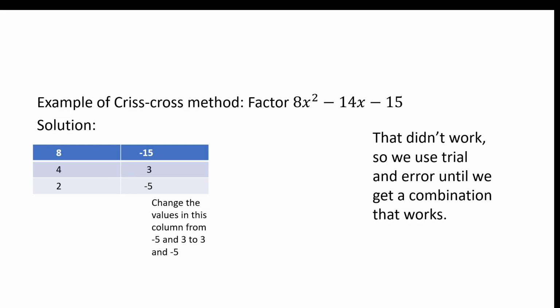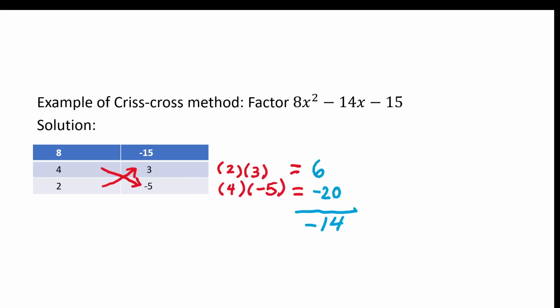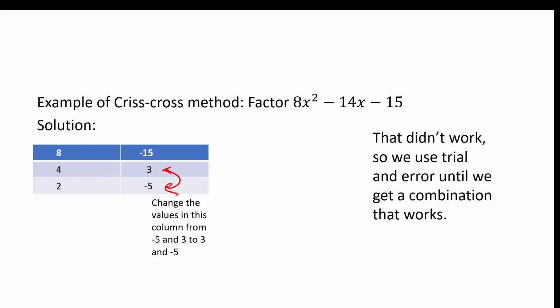Sometimes instead of putting 3 and negative 5, we might try putting negative 5 and positive 3. So what we could do is keep the numbers we have, but literally just switch their positions in the table. Okay? So we actually did that. It was -5 and +3. We just changed it to 3 and -5.